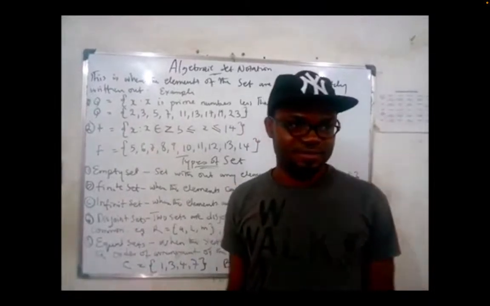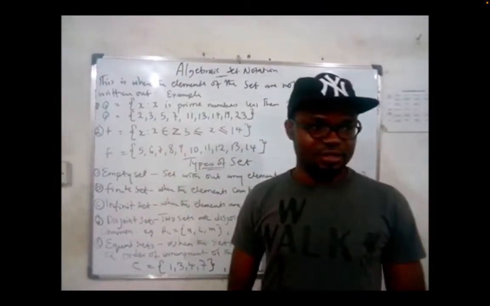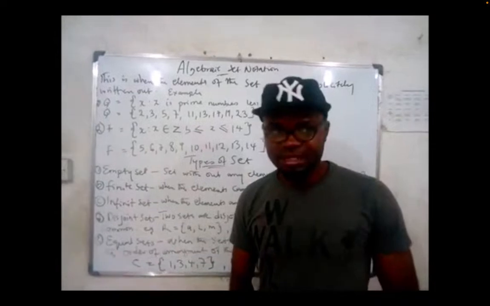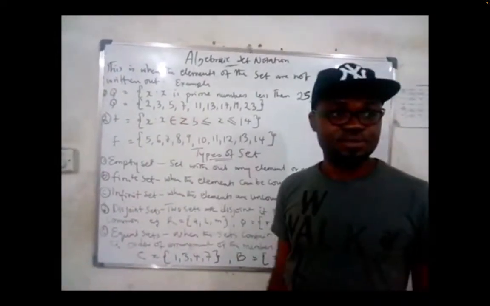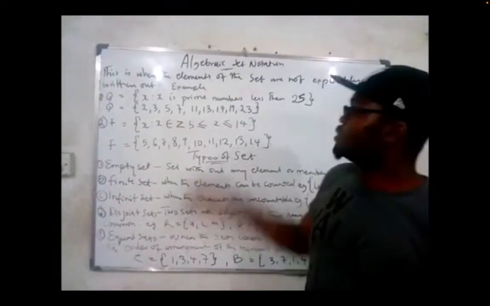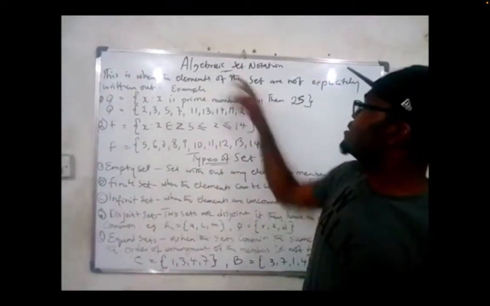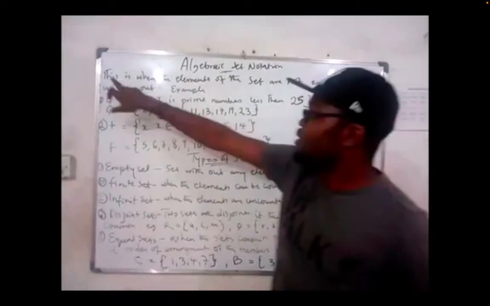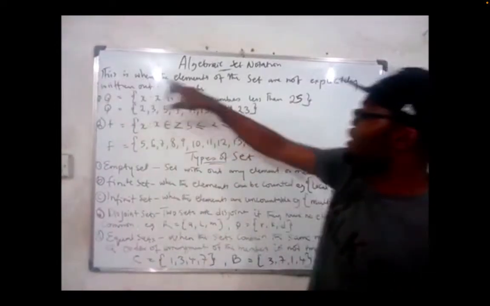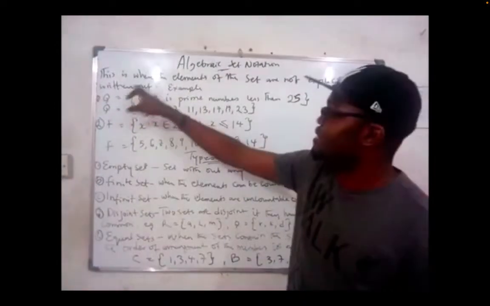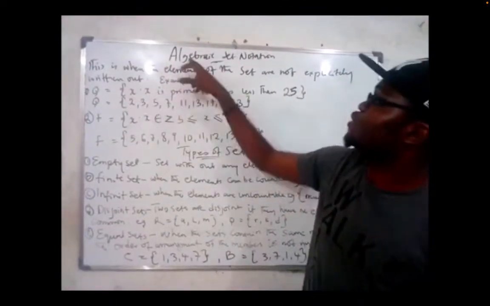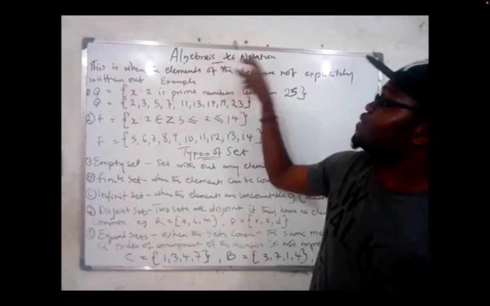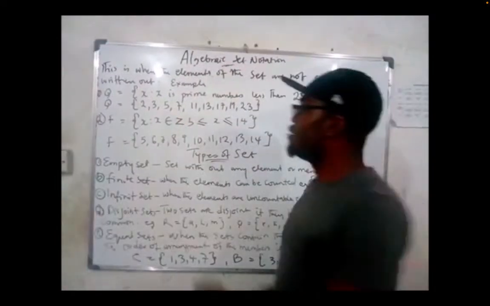Is that clear? David, is that clear? What is the difference between these two sets? Good. This one is written in set notation, whereas this one is written explicitly. So we say this is when elements of the set are not explicitly written. Whenever you don't write them explicitly, you write them in what we call algebraic set notation. Is that clear? And look at the way it is read.